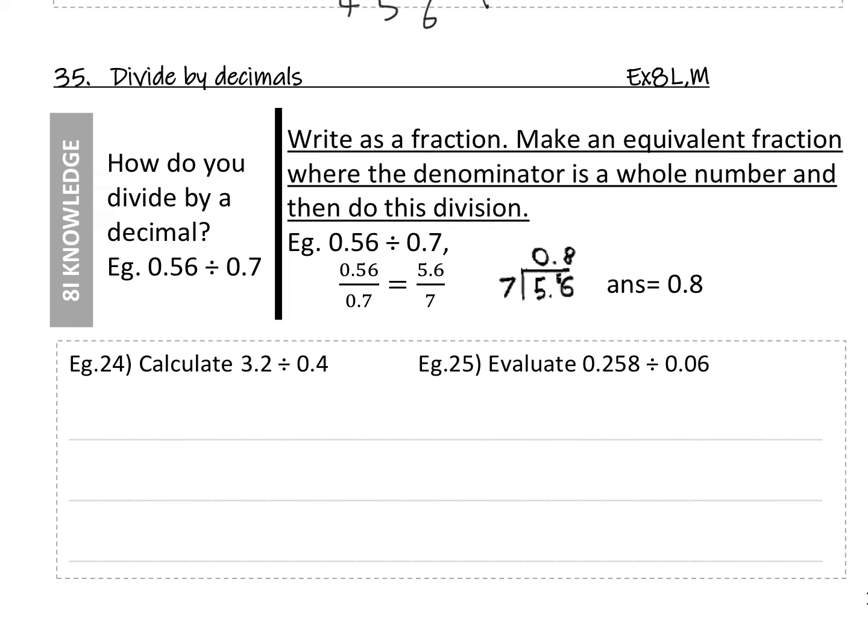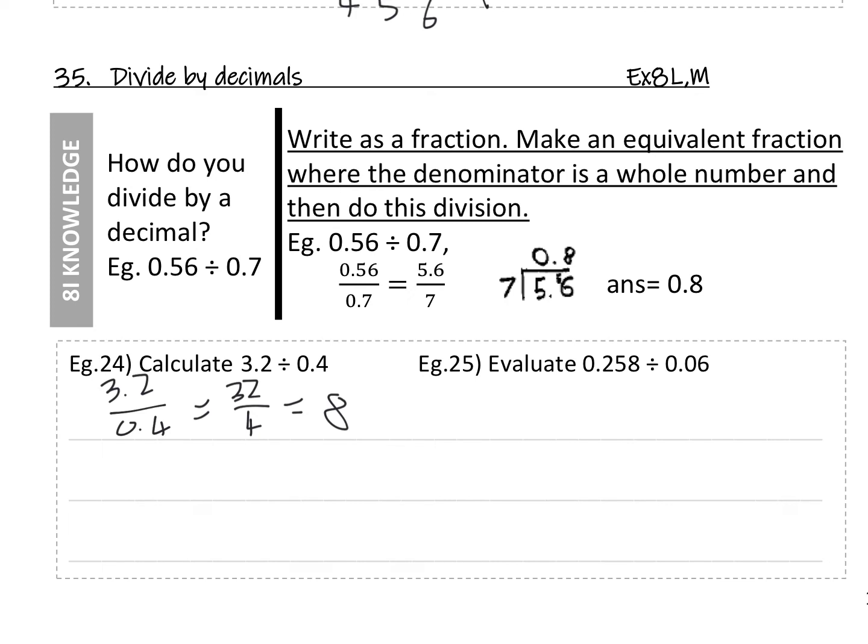Pause the video and give example 24 and 25 a go. Example 24. We have 3.2 and we're going to divide that by 0.4. We're dividing by a decimal. It's not a whole number. I want to divide by a whole number. So I get an equivalent fraction where I times the numerator by 10 and the denominator by 10. And that's nice because now the denominator is 4 and I can do 32 divided by 4. No problem. 32 divided by 4 is 8.